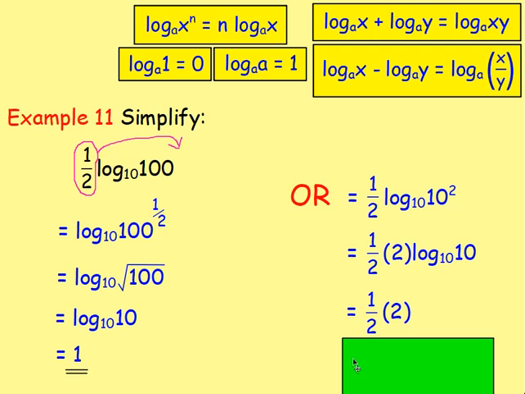Different ways to think about this, as you can see. Hopefully, though, you get the same answer each time. Half of 2 is obviously 1, so that will be your final answer.